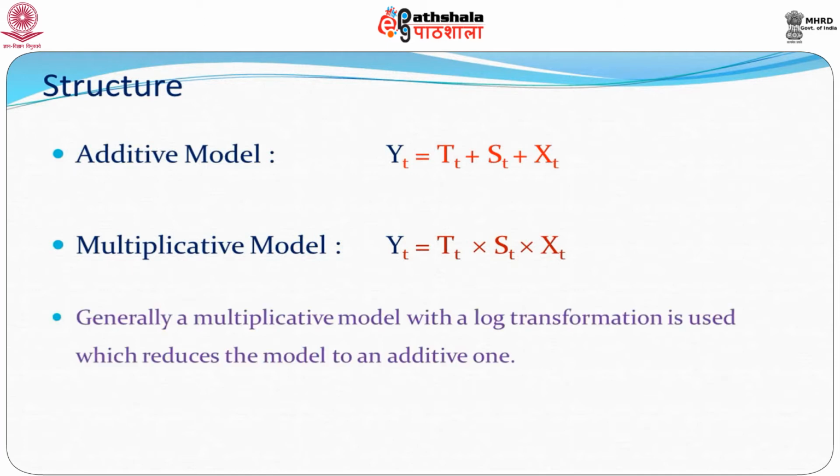Generally, a multiplicative model with a log transformation is used, which reduces the model to an additive one. So, for most time series we generally start with a multiplicative model, then take a log, and hence the log model now is an additive model. Actually, if we have an exponentially increasing trend, then the log reduces it to manageable limits.